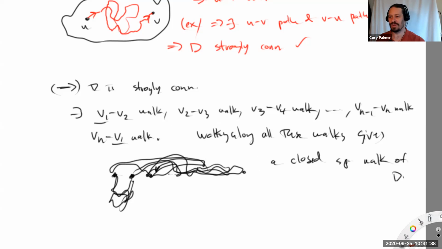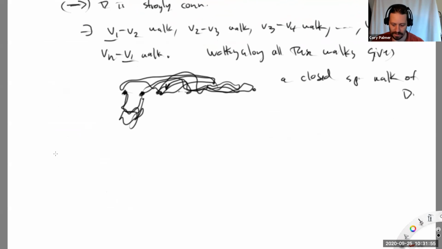That's it. And you could maybe be more efficient somehow here to avoid some repeats, but that's not what we're trying to do here. Okay, so it's very simple. You just concatenate all the walks, each of which exists. Okay. All right, so let's actually prove a more interesting strongly connected theorem here.